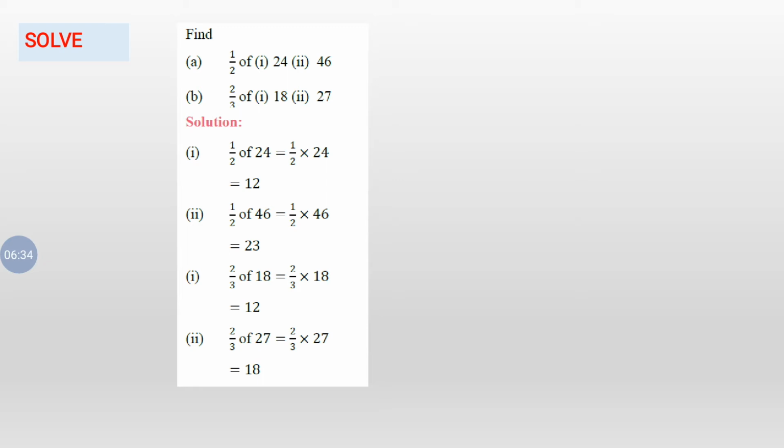So 2 by 3 of 27. Half meaning multiplication. 2 27s are 54, divided by 3 1s are 3. So 54 divided by 3. We get the value 18.